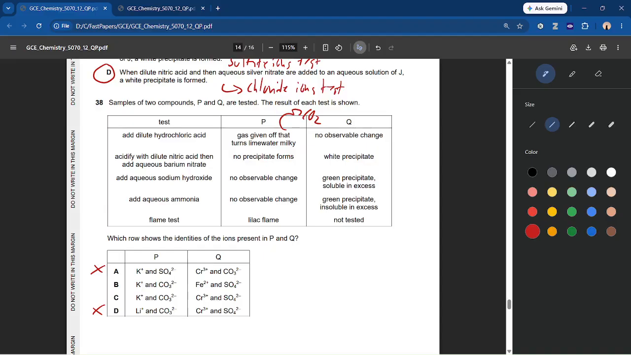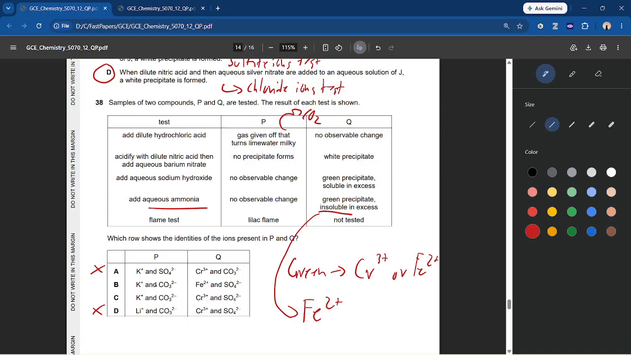Oh, wait, over here this talks about a lilac flame. Since we've already eliminated A and D, the remaining two have potassium. So let's take a look at Q. Q is talking about a green precipitate. A green precipitate can either be chromium or iron 2. So how do you distinguish between the two? This is saying that it's insoluble.